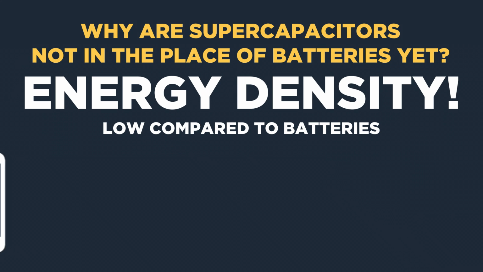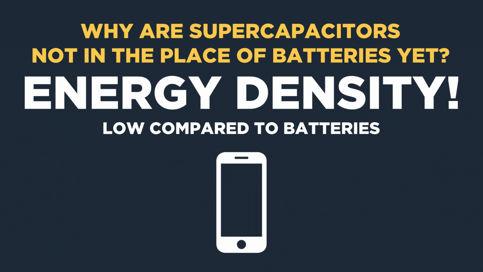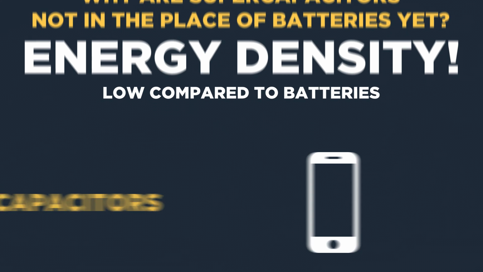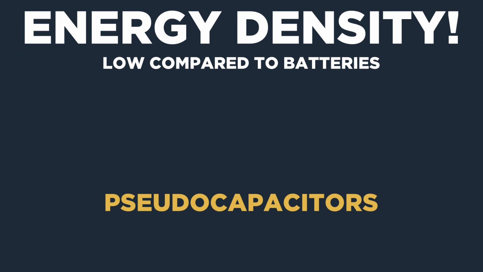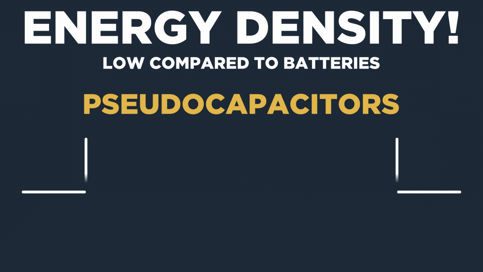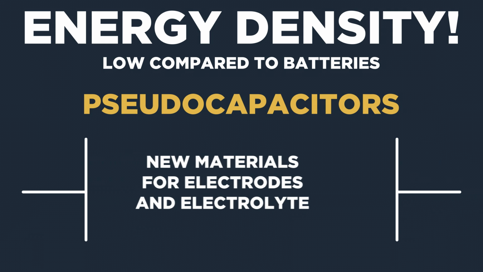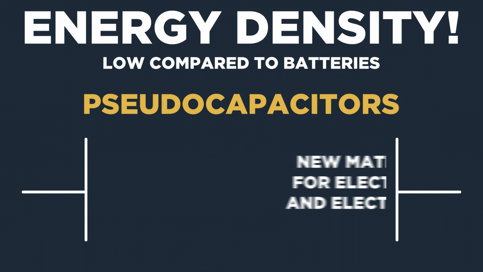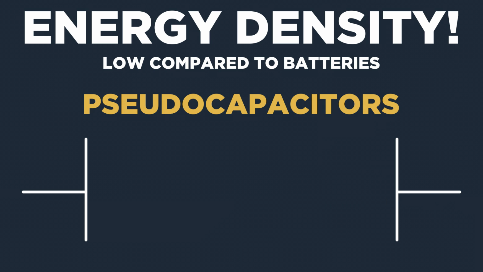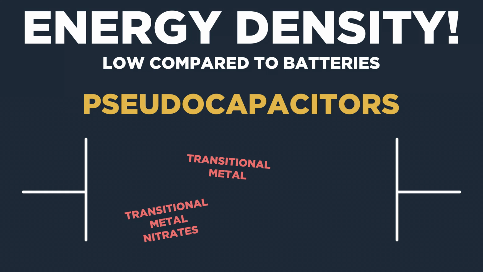For a phone, you want to store as much energy as possible and thus require a large energy density. Unfortunately, this is not the case for supercapacitors, yet. Since pseudocapacitors have the highest energy density, it is most likely that researchers will try to find new materials that have the properties that are required to maintain the benefits of supercapacitors. Promising materials are transition metals like transition metal nitrate and transition metal oxides.